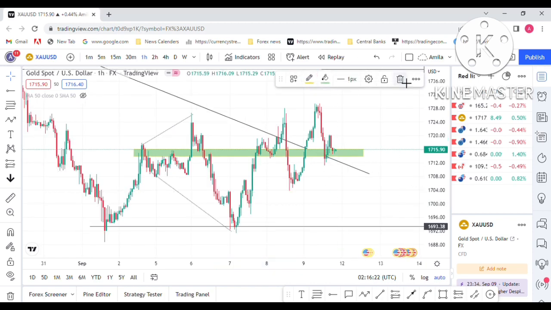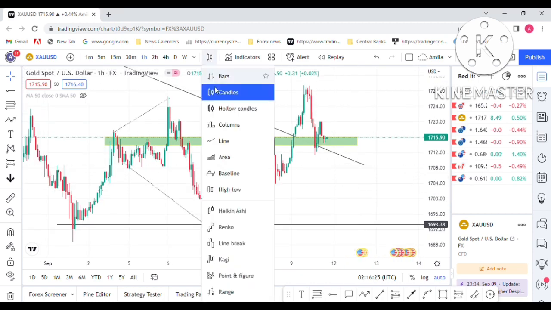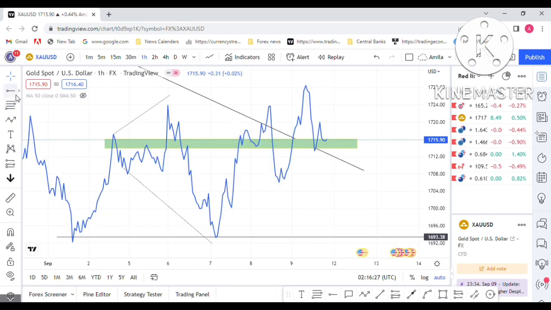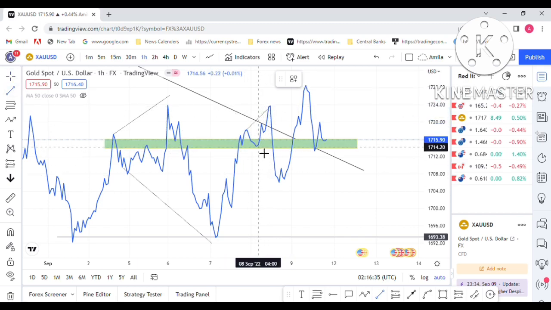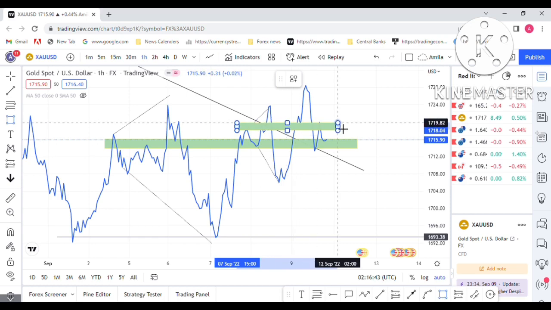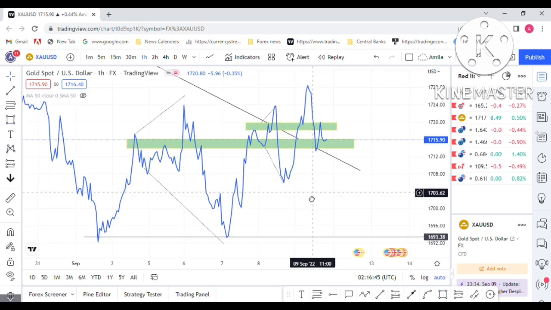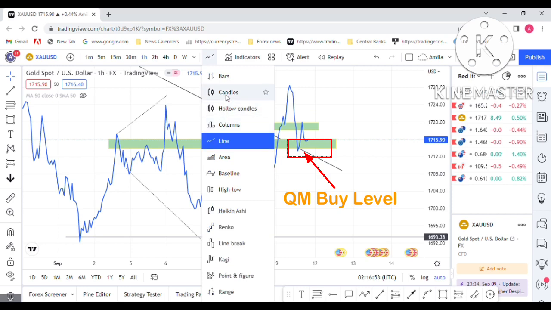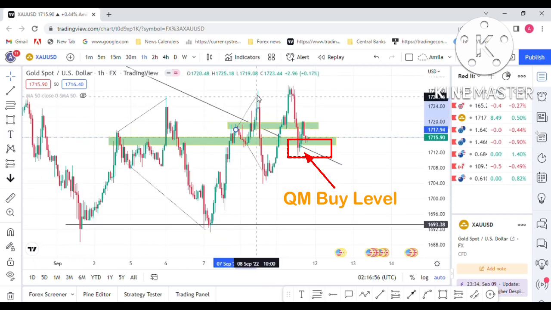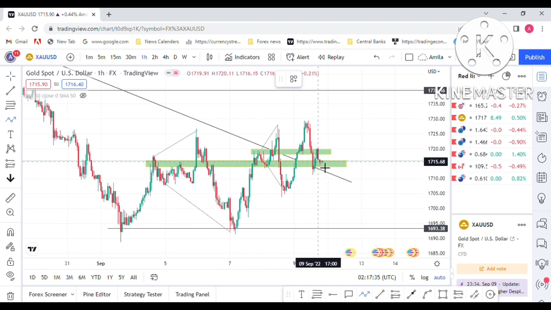Okay, I'm in the 1-hour chart. Price in the 1-hour chart creates, I move to the line chart also and draw this higher high price created, and lower low. That's also the Kosimoto pattern price created here, and that's the QM buy level. Price respected the QM buy level also. In the 1-hour chart we can see this pattern.